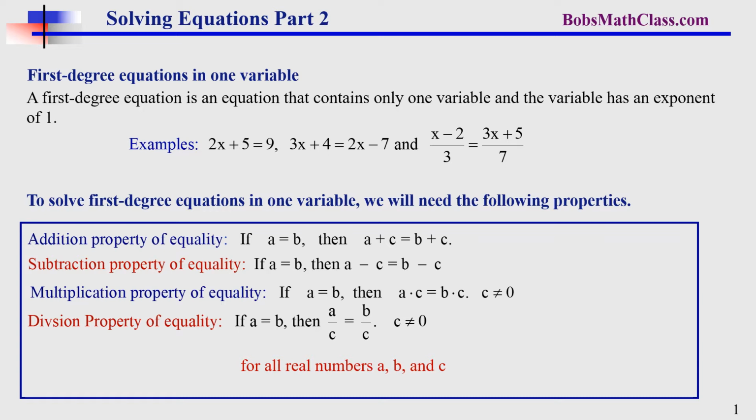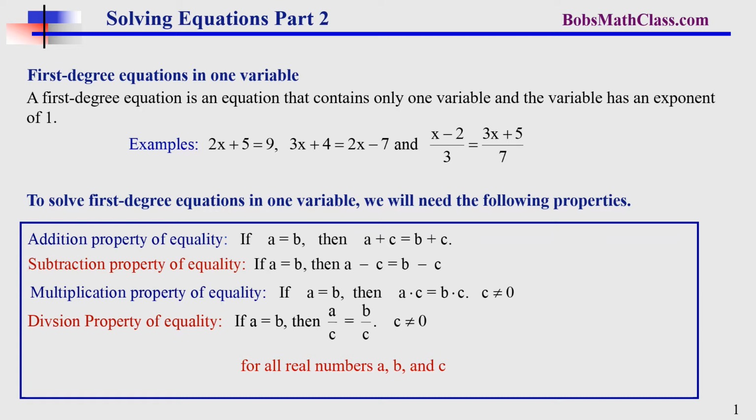A first degree equation is an equation that contains only one variable and the variable has an exponent of 1. Here are some examples. Notice that there's only one variable, x. It may appear on both sides, maybe in a fraction. If it's in a fraction, the variable is in the numerator, and there are no exponents on the variable, such as a 2 or a 3 or a -5. The exponent is always 1.